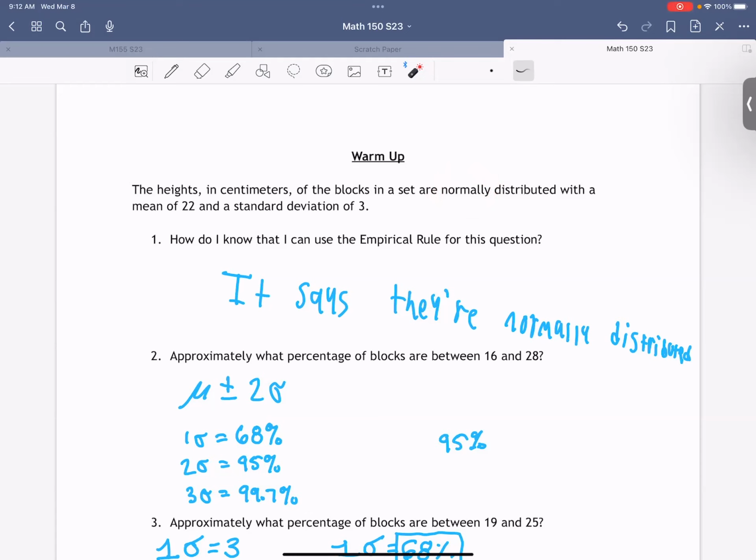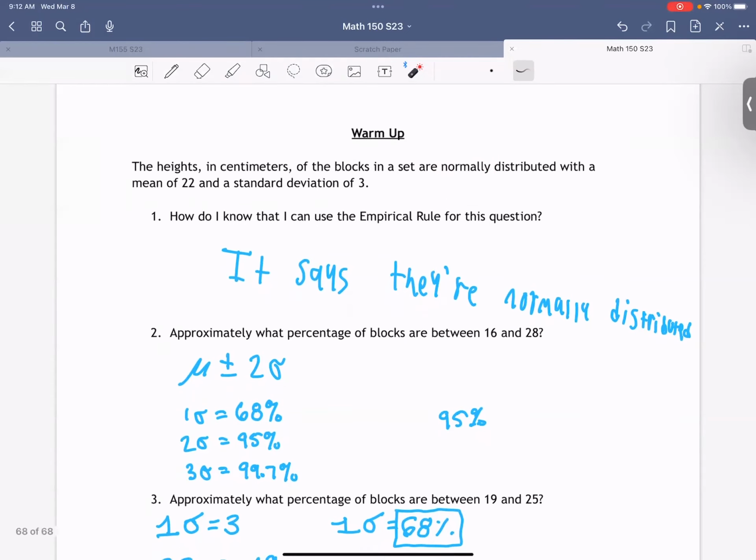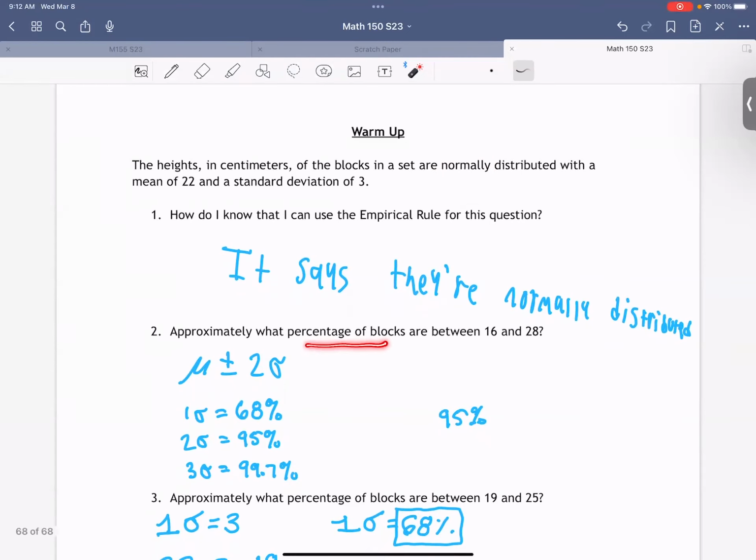So once we know we can use the empirical rule, we had to find what percentage of the blocks are between these two numbers, 16 and 28? Michael, do you want to explain how you got this one? Yeah. So it gave us a mean and a standard deviation. So basically what I did, since it told us that it was normally distributed, is I subtracted 16 from 22, and I ended up getting 6.